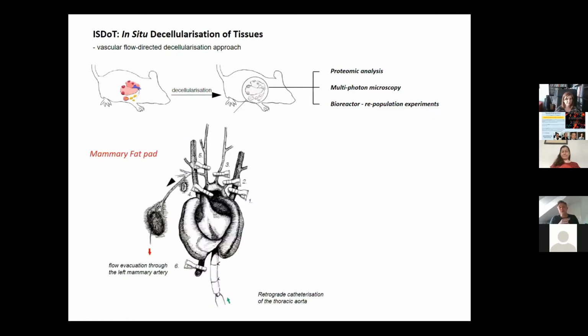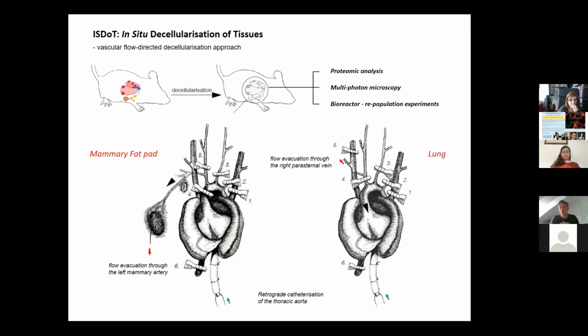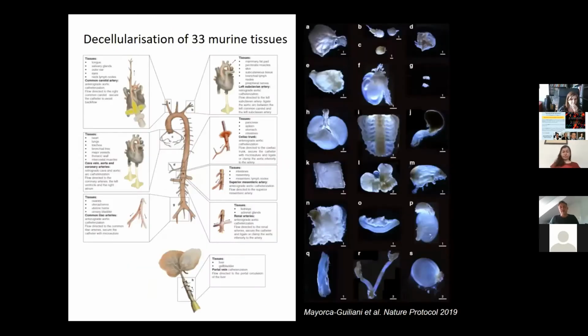So the technology we used here was to do an advanced operation on these organs, using a very low detergent concentration flowed with a peristaltic pump through the organ of interest. In this case, it could be the mammary fat pad. It could also be a lung, the brain, or the liver. So in each case, you have to direct the flow to the specific organ with a light detergent to kill the cells. We managed to decellularize up to 33 different murine tissues, and this was published in 2019, and this is just to give an example.